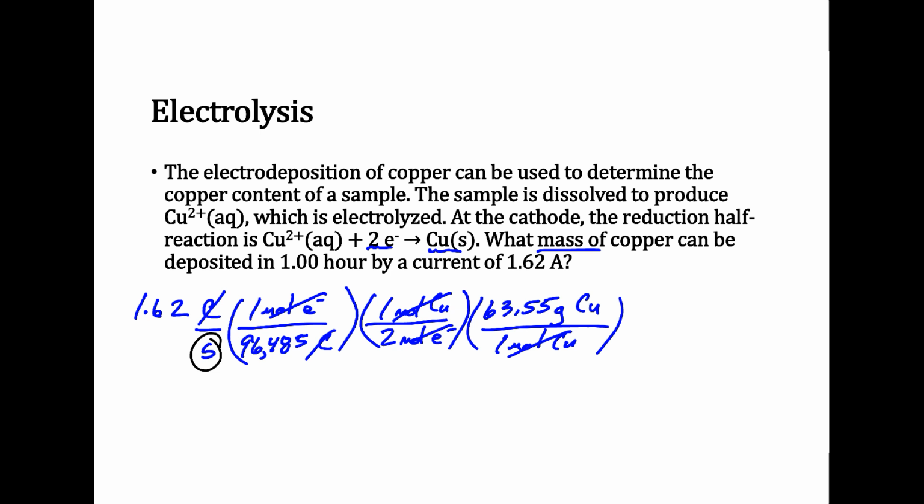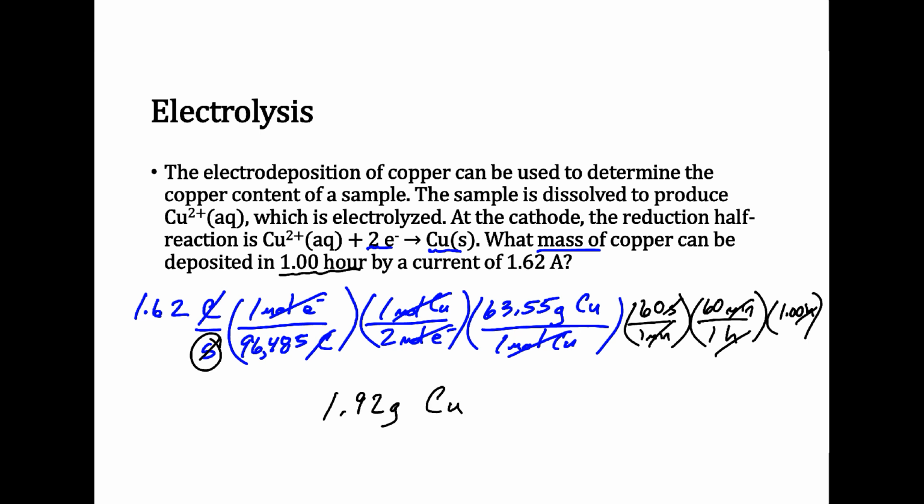So it tells us in the problem that this is occurring for 1 hour. So let's convert our seconds to minutes. So 60 seconds for every 1 minute. Then there's 60 minutes in an hour. So seconds cancel, minutes cancel, and we have 1 hour, so we can multiply through by our 1 hour. The hours cancel, and we can go through and plug all this in our calculator. Keep in mind, anything in the numerator you're multiplying by, anything in the denominator you're dividing by, and we find out that we could deposit 1.92 grams of copper using a current of 1.62 amps for 1 hour.